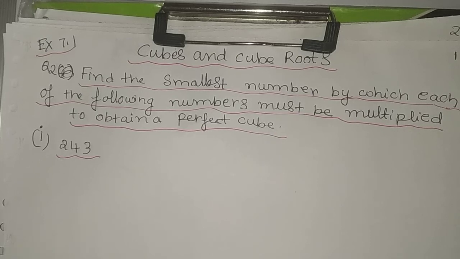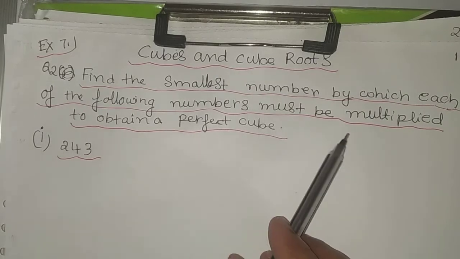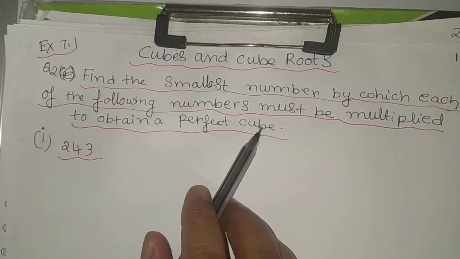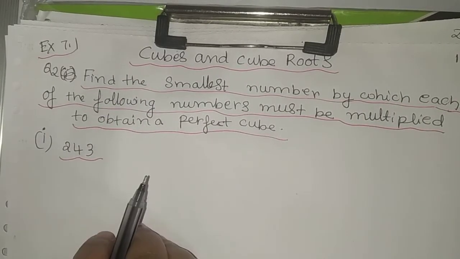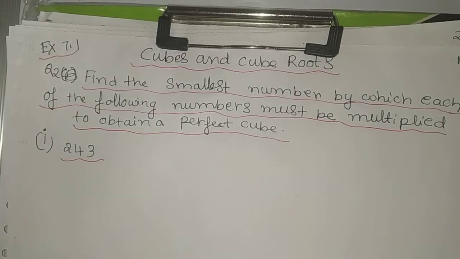Hello students, let us continue the chapter cubes and cube roots. Exercise 7.1, question 2. Find the smallest number by which each of the following numbers must be multiplied to obtain a perfect cube. So we have to find the smallest number by which the following numbers should be multiplied to obtain a perfect cube. So we'll start the problem.